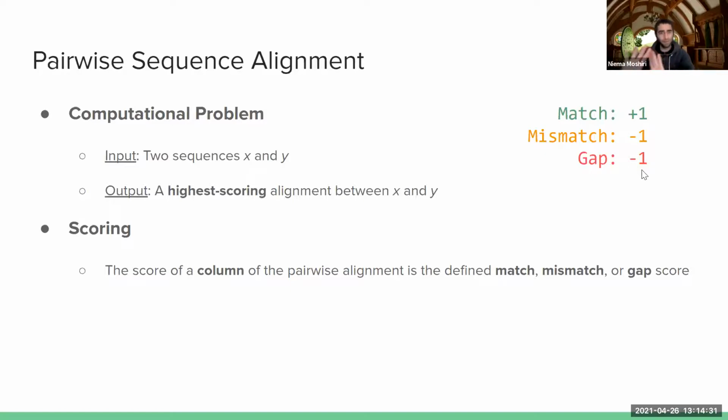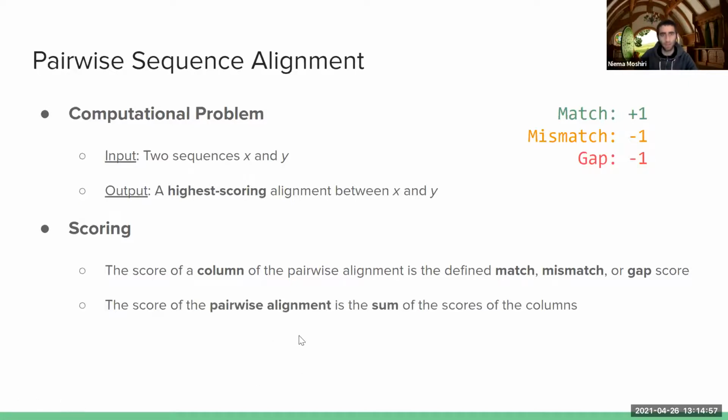So even defining what is the appropriate value for a match, a mismatch, or a gap is a non-trivial thing that requires a decent amount of biological insight. But for the sake of this argument, let's just pretend that someone who's an expert magically gave us the perfect parameters for each of these three. So that tells me how to score a column of a pairwise alignment, just one position. And then the score of the overall pairwise alignment is the sum of the scores of the columns.